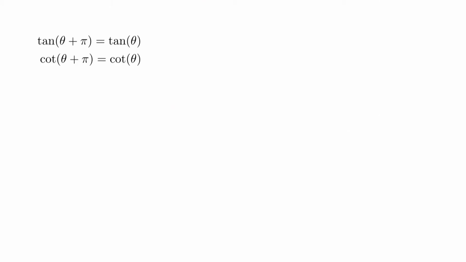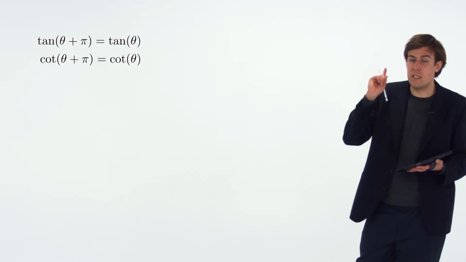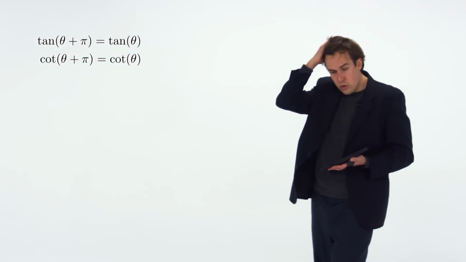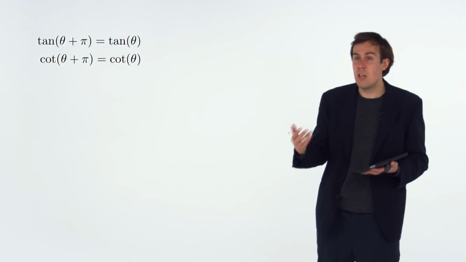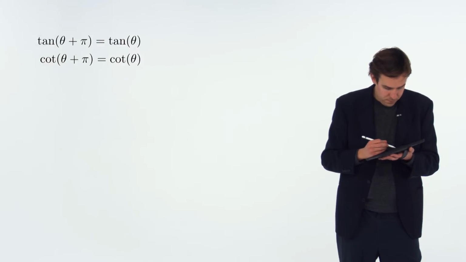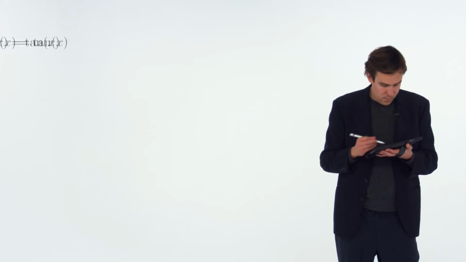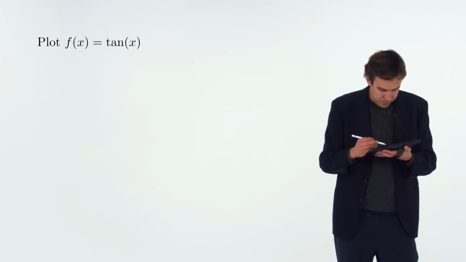Now, tangent is a slightly different beast. It is periodic, as is cotangent, but it repeats itself faster. It repeats itself after a distance of just pi. So the rate at which it repeats itself is more rapid. So let's draw a picture here.